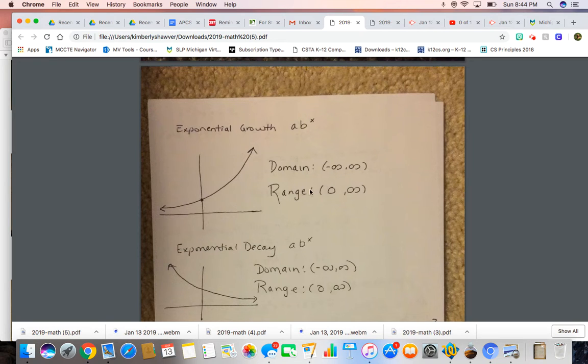So for domain, all x values work. So that's why we say the domain goes from minus infinity to infinity. When a is positive, the range, so the possible y values, is going to go from 0 to infinity, but not include 0. If a was negative, then this would be reversed. In other words, the range would go from minus infinity to 0, and they would be parentheses.